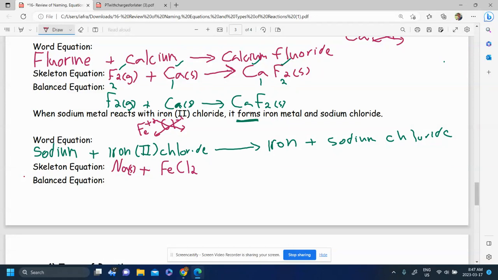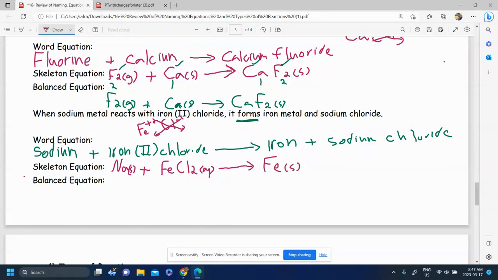Now, we didn't really tell you the states here, so I wouldn't expect you to know these. But generally, in these types of reactions, when you have a metal reacting with some compound, the compound is usually aqueous. It's going to be dissolved in water, just because the ions can move around more and react more efficiently. So that's going to make iron, so iron metal, just Fe.